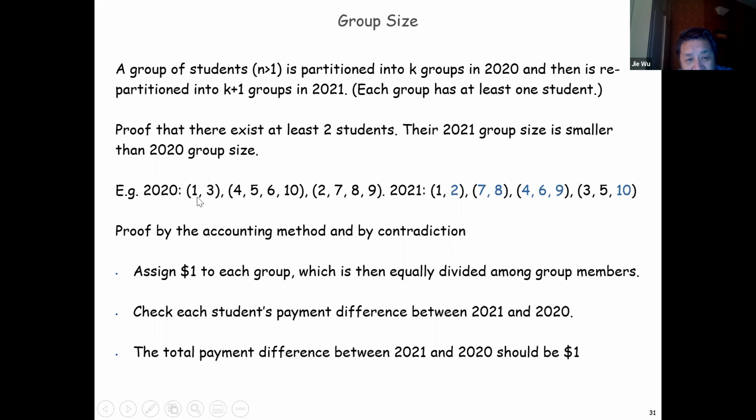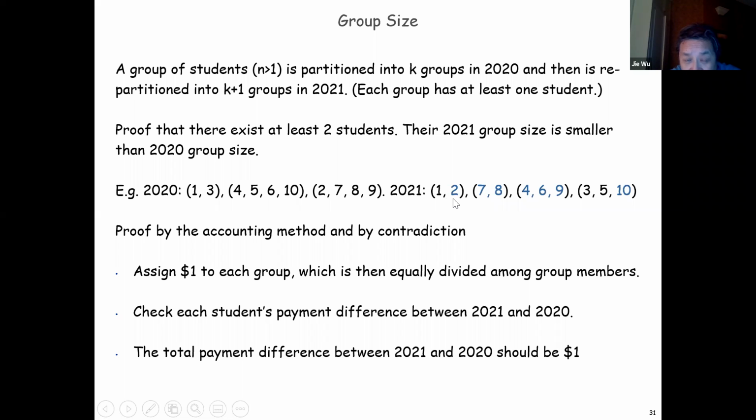Remember in Zoom right now, you can have a Zoom meeting room, I forgot the name, you have a partition. So you can form a project team. I can assign students 1, 3 in one group, assign 4, 5, 6, 8, and 10 to another group, then the remaining to another group. So this is 3 groups. Then this semester I divide this into 4 groups.